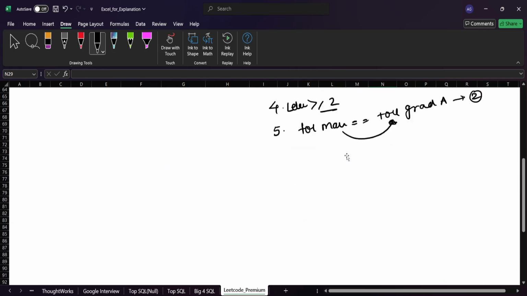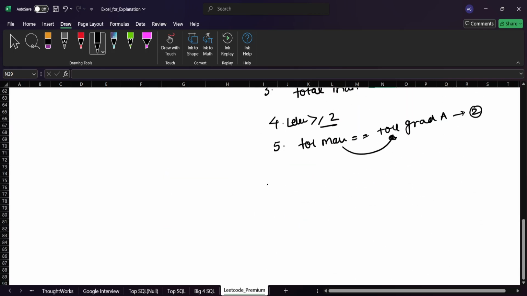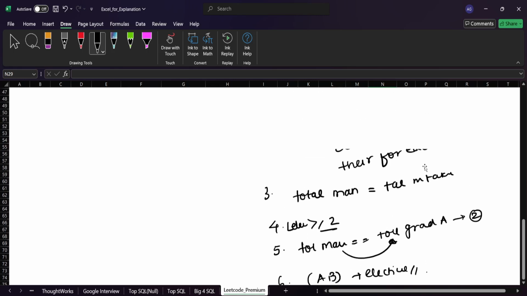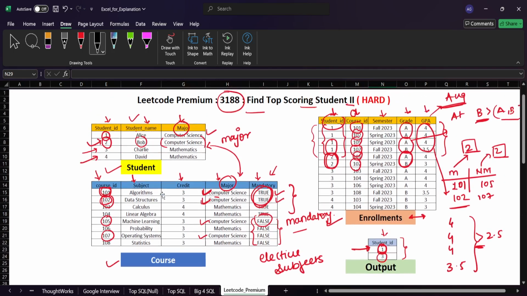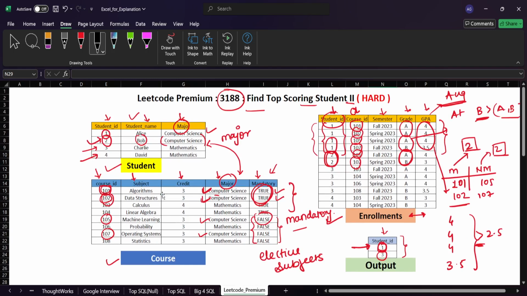Okay, so we will check how many A and B's are there for the elective courses. So A and B in the elective courses. So these conditions would be there in the output to tackle these three criteria, right? So I hope you understood the approach. I hope you understood the problem.